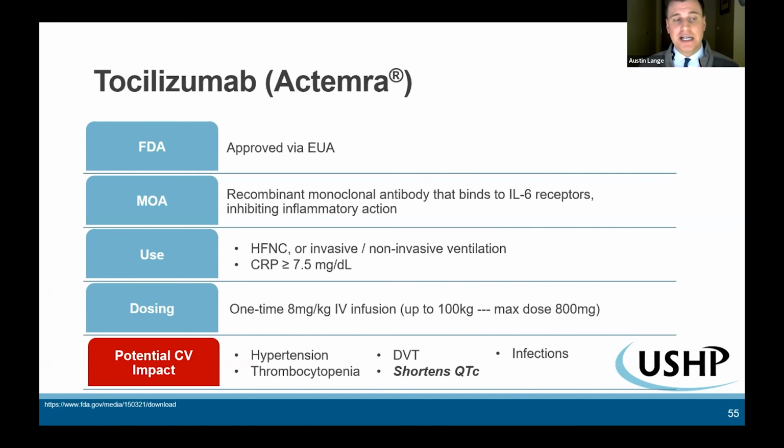And this one has the potential to cause hypertension as well as thrombocytopenia. That can cause DVT and infections. This one has kind of a cardiac protective measure in that it actually shortens the QTc, but we want to make sure we're keeping an eye on any potential laboratory abnormalities with their thrombocytopenia, as well as any potential symptoms of a DVT they might develop after initiating therapy.